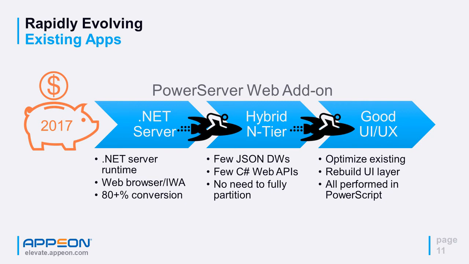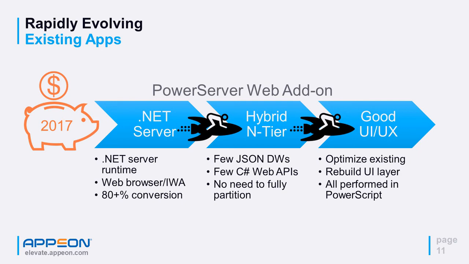So the first step is you use the Appeon Web solution to deploy your existing application to a .NET server. You don't need to spend any time to take any business logic and move it to the server. It's just very fast and easy. Mike had presented their experience with it. But what that's going to get you, even though the app is not partitioned out at all, is that you're running on a .NET server runtime.